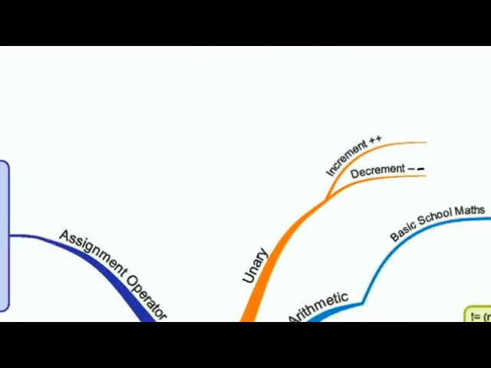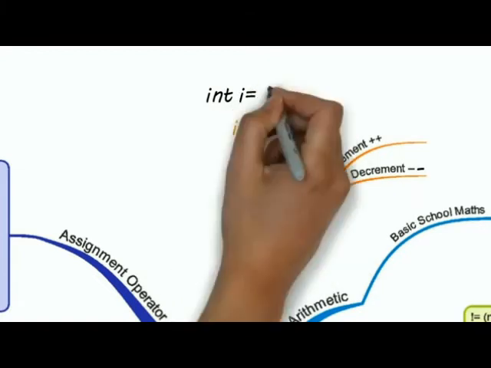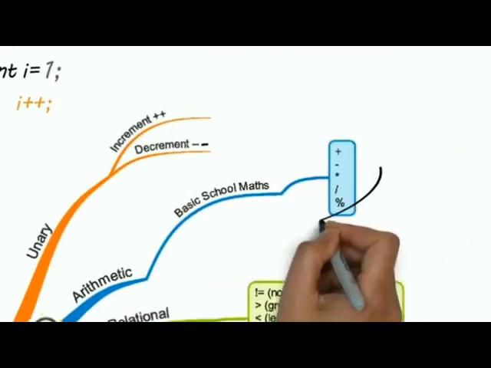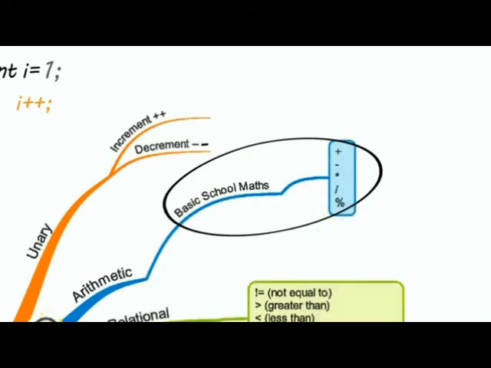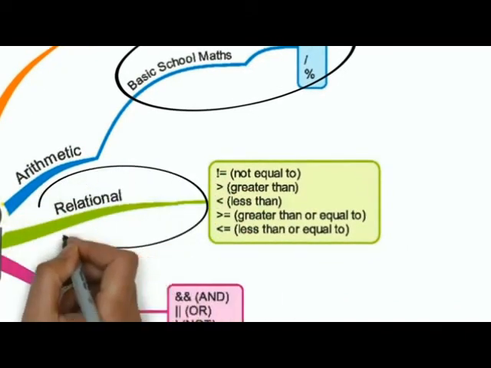First will be the unary operator. Java supports increment and decrement operators. So if you want to increase or decrease the value by 1, just use this unary operator. The second one is the arithmetic operator, which you are already familiar with. The third one is the relational operator.